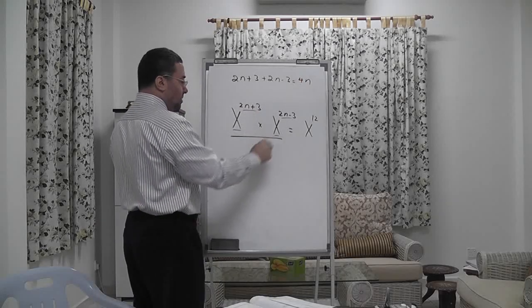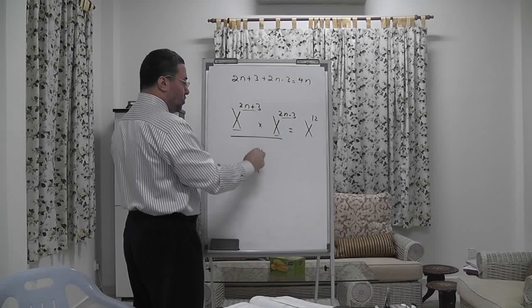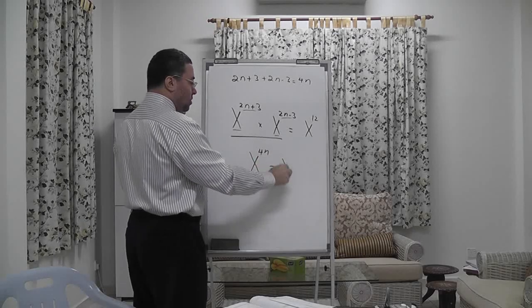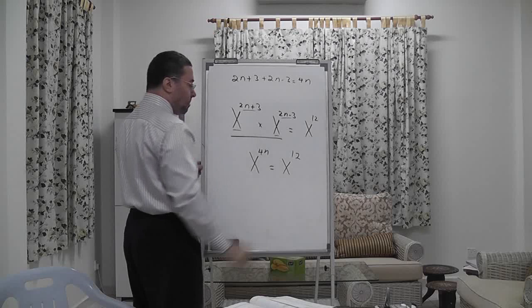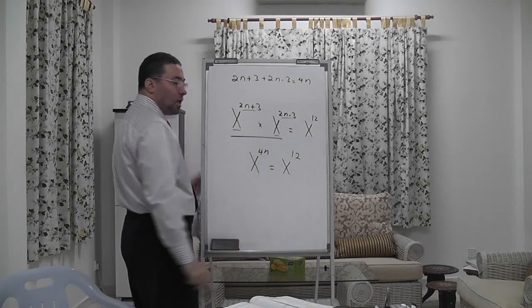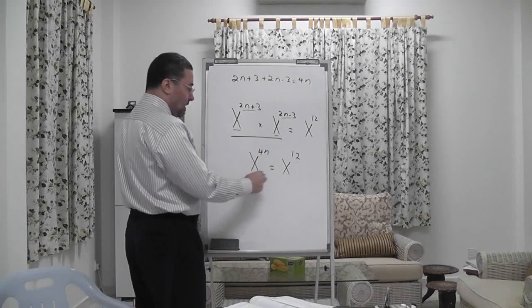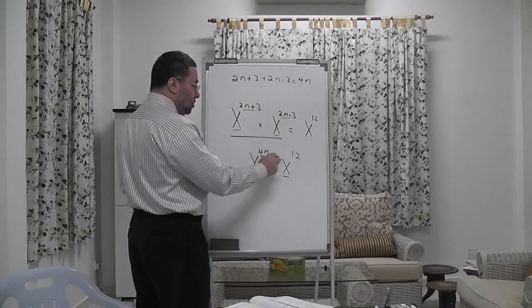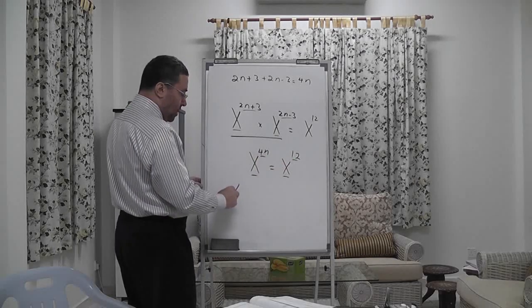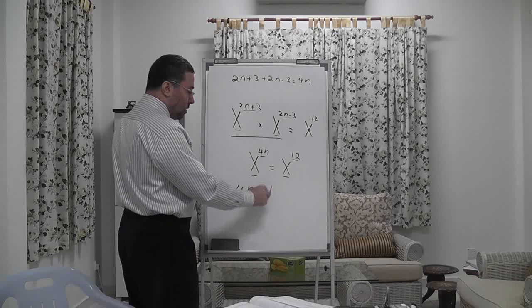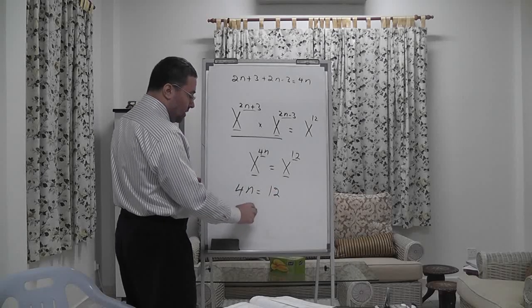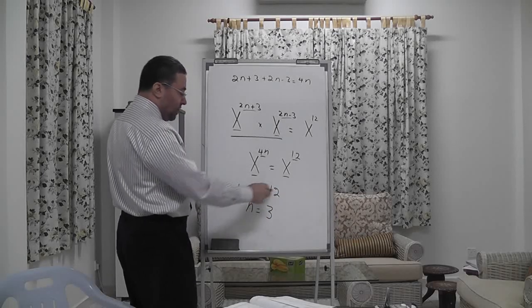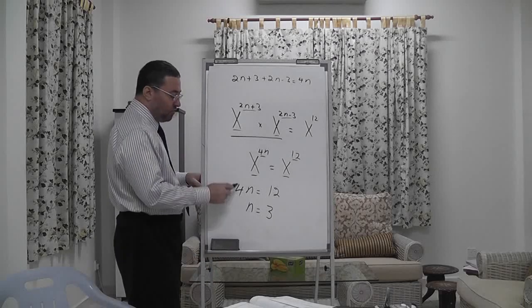So the answer to this multiplication is x raised to 4n, and that's equal to x raised to 12. If these two numbers are going to be equal, and since they have the same base, then these two powers must be equal. So 4n must equal 12, and so n equals 3. Divide both sides by 4.